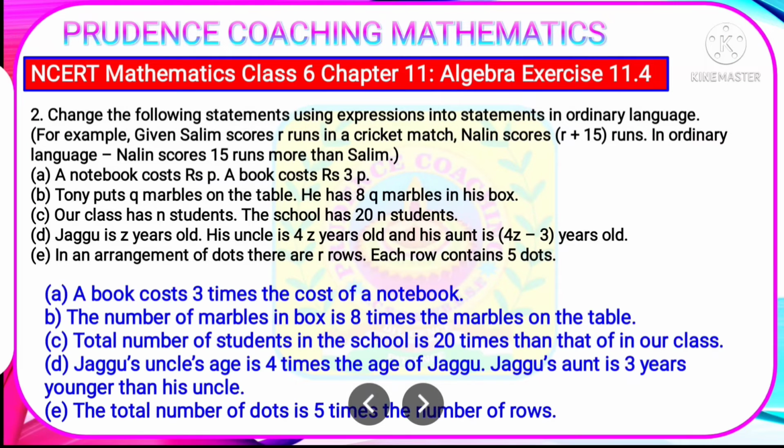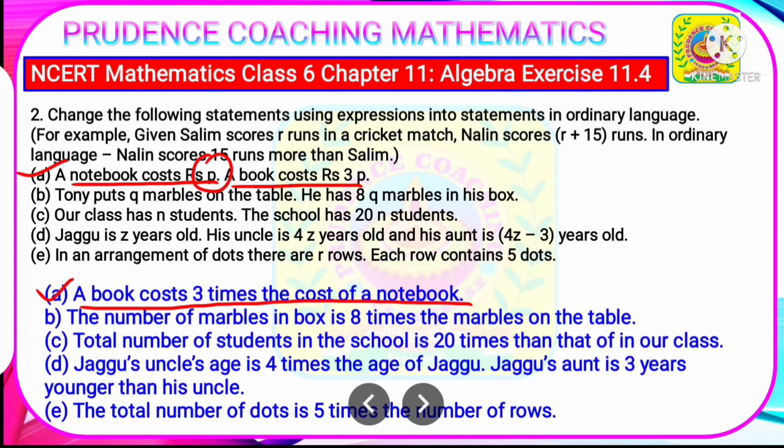So let's start. A notebook costs rupees P. A book costs rupees 3p. So this is written using expression. You are going to write in ordinary language like this: a book costs 3 times the cost of a notebook. So if the notebook is P, then the book will cost 3p. That is 3 times the notebook. So you have written a book costs 3 times the cost of a notebook.